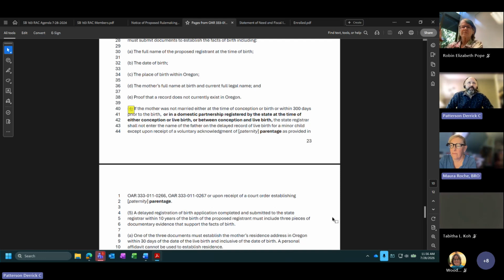So Section 4, if the mother was not married either at the time of conception or birth or within 300 days prior to birth, or in a domestic partnership registered by the state at the time of either conception or live birth, or between conception and live birth, the state registrar shall not enter the name of the father on the delayed record of live birth for a minor child, except upon receipt of a voluntary acknowledgement of parentage as provided in OAR 333-011-0266, OAR 333-011-0267, or upon receipt of a court order establishing parentage.